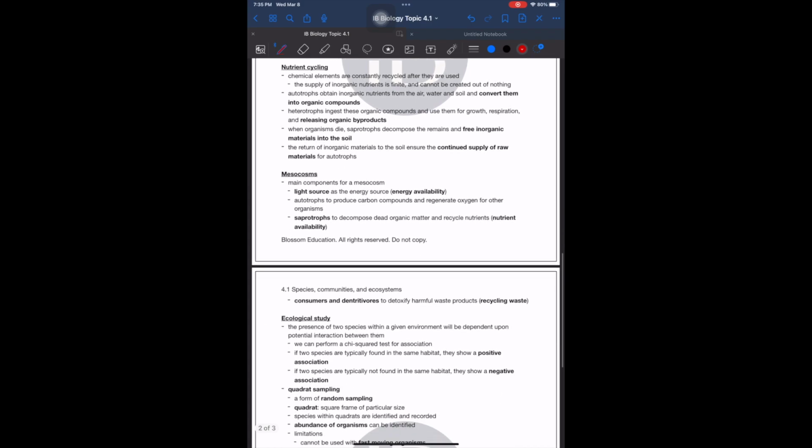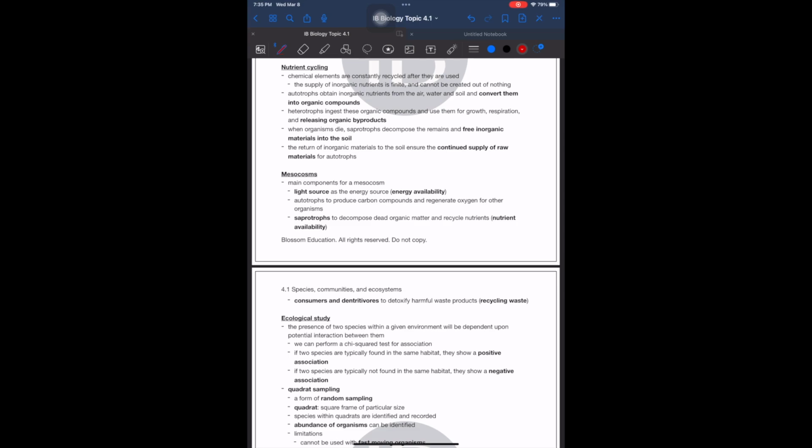So let's talk about mesocosms. I just gave a brief definition of it. The main components of a mesocosm to simulate or mimic how an ecosystem would look like: we would have different elements to that. The first of which is a light source, which is where energy availability is determined. This light source would allow autotrophs within the mesocosm to produce carbon compounds as well as produce oxygen for other organisms to survive.